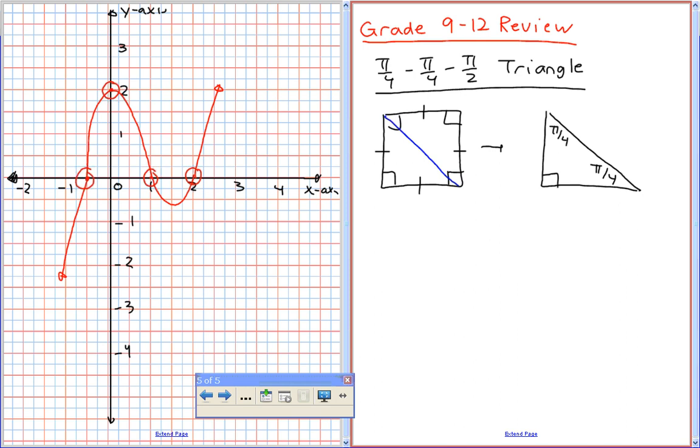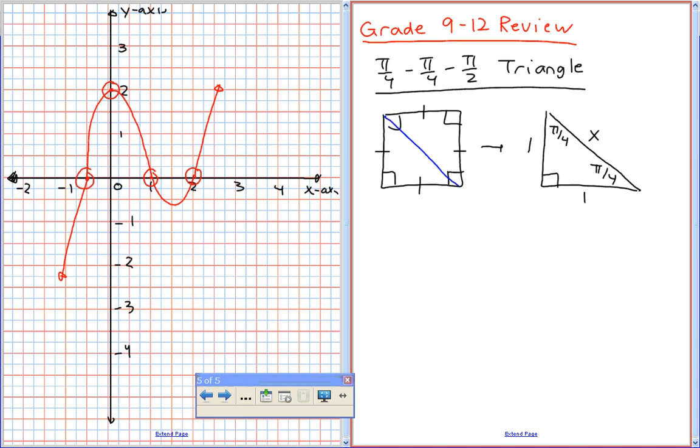Okay, what are the side lengths going to be? Since it's a square, what do you know about these sides? 1, 1, root 2. 1, 1 because it's a square, so the sides are going to be the same. Do you need me to show you why this is root 2, or can you handle that? This is grade 9 review.